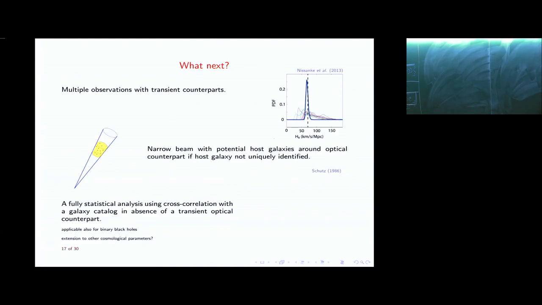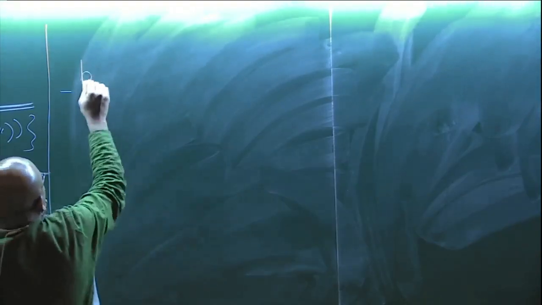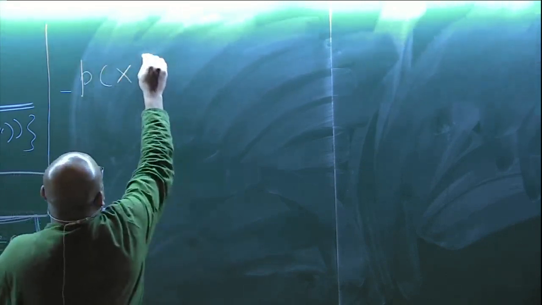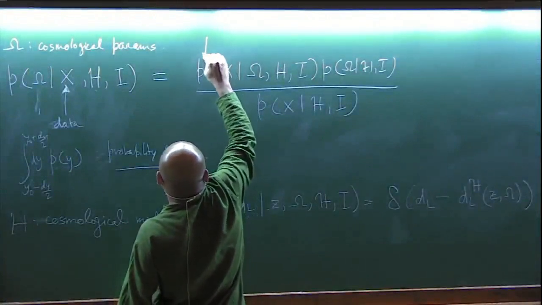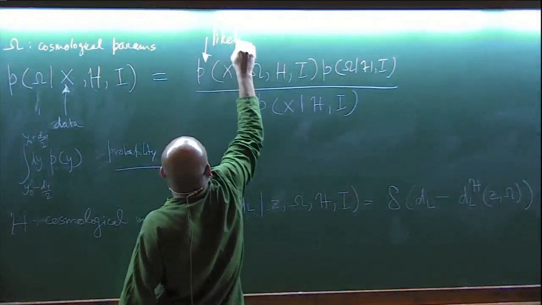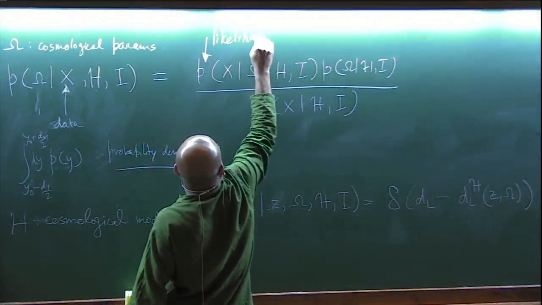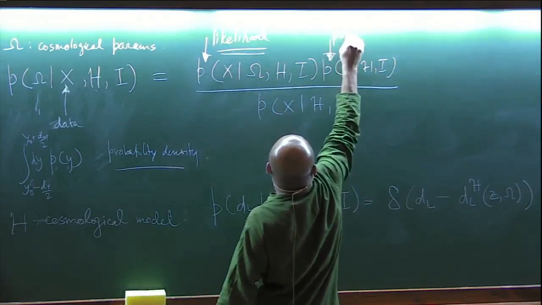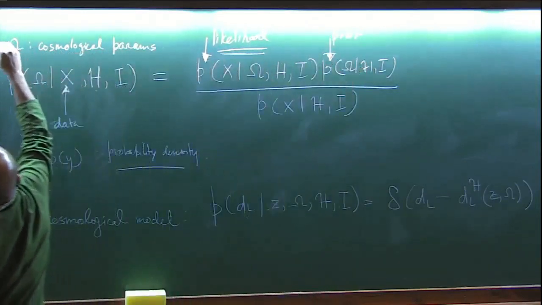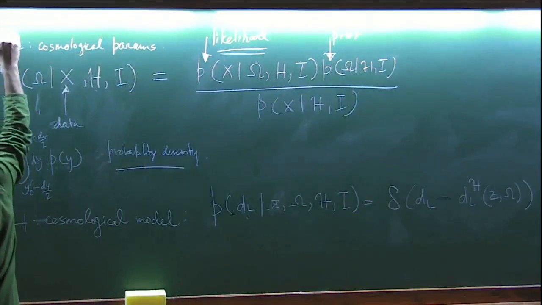Now these different gravitational wave observations are independent events. So the likelihood of all the data, I'm starting to write this particular term. This is my likelihood, this is my prior, and this is my posterior.